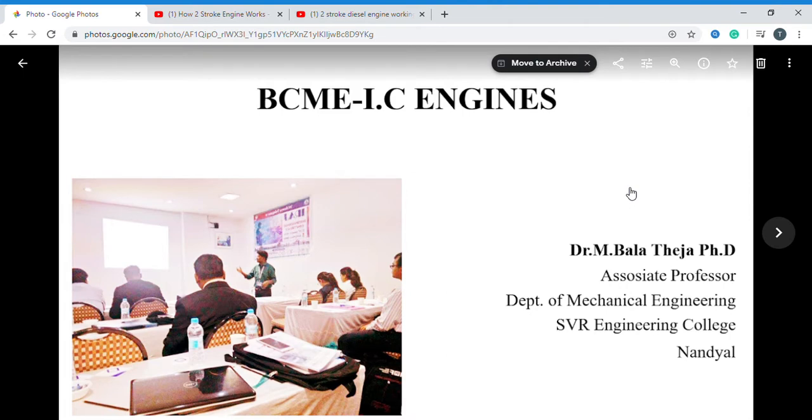In previous classes, we have discussed the complete information of the IC engine and engine classifications, and also the four-stroke working of the petrol engine and the four-stroke working of the diesel engine. These details we have discussed completely. Today we are discussing the working of the two-stroke petrol engine and the two-stroke diesel engine.